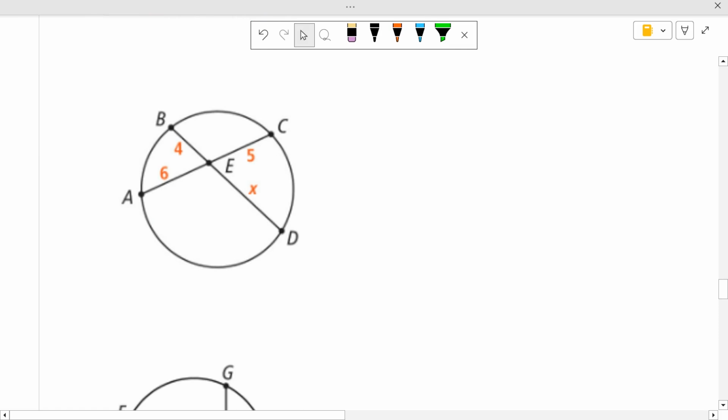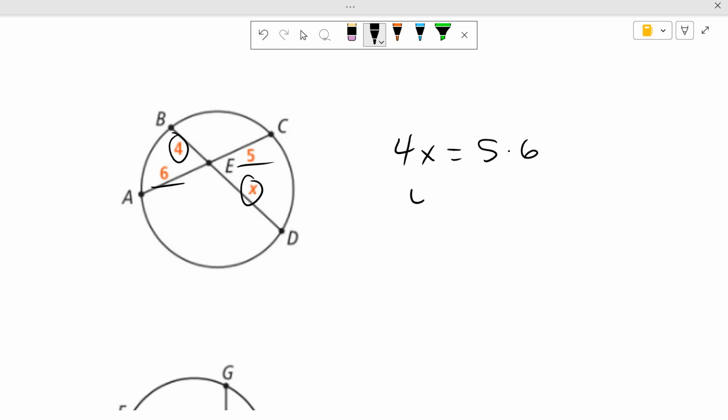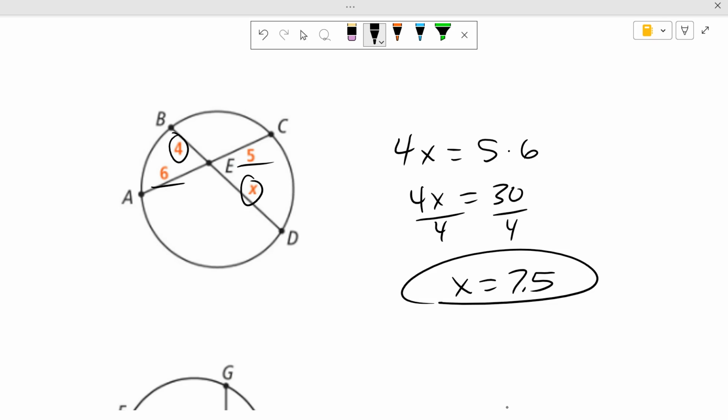So this one's pretty easy. This times this equals this times this. So 4 times x equals 5 times 6. 4x equals 30. Divide by 4. X equals 7.5. Bada bing, bada boom, we're done. That's pretty easy. That times that equals that times that.